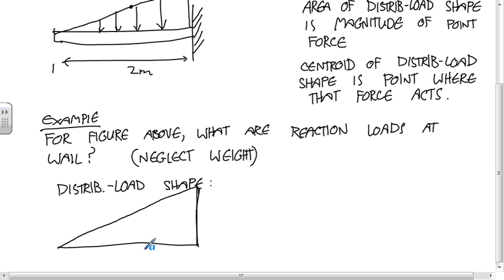But it's a triangle with a base of 2. That's in meters. And a height of 10,000. That's in newtons per meter. The area is 2 times 10,000 divided by 2. So 10,000. And notice that the units come out the way that you want them to. Base times height over 2 gives you newtons over meters times meters, so you just end up with newtons.